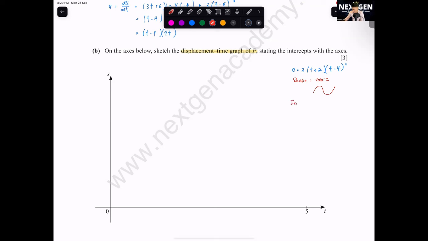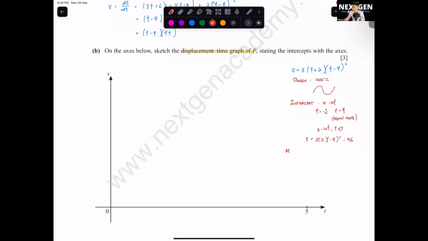Intercept. I have to find what's my x-intercept, y-intercept. Let's find x-intercept first. For x-intercept, I just need to take the one in the bracket. So t is equal to negative 2, t is equal to 4. But the 4 there got a square, so this is my equal roots. That means the graph will just touch at that point, at t equals to 4. Next one, y-intercept, when your t is equal to 0. Sub in, s is equal to 3 times 2 times negative 4 squared, which you'll get 96 here.